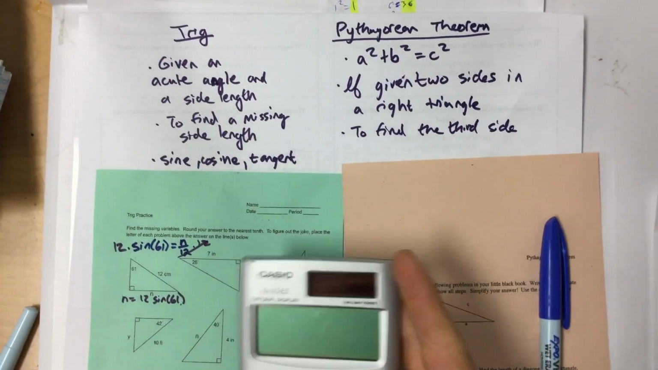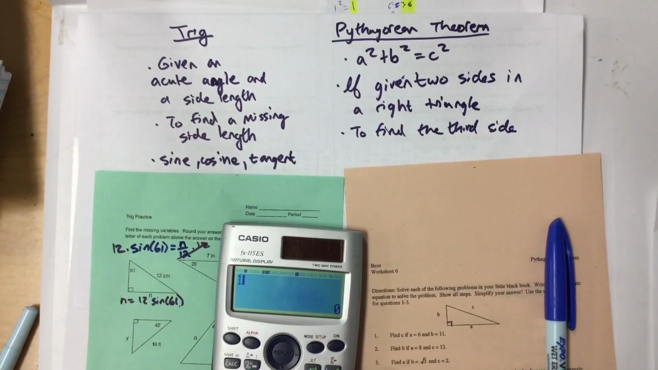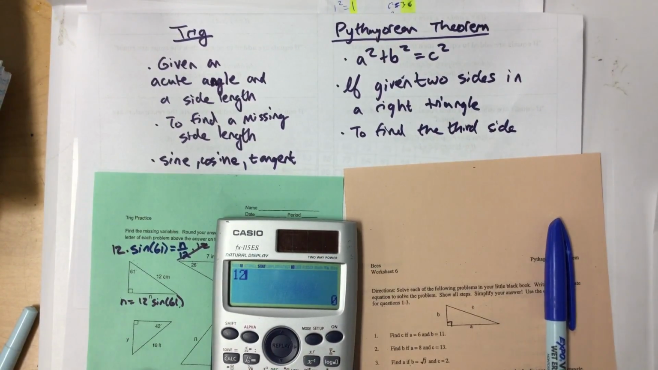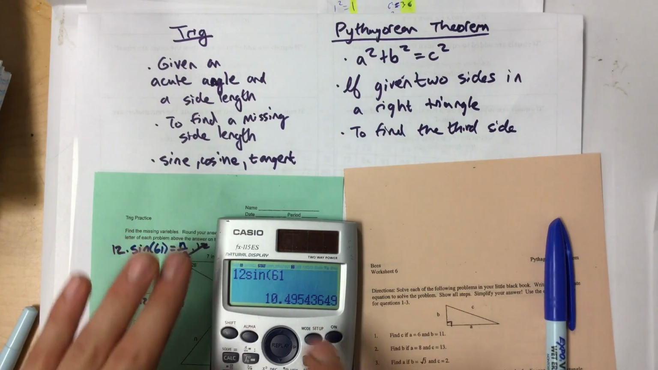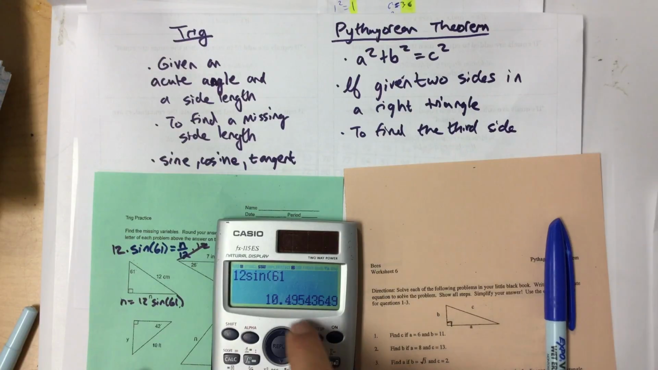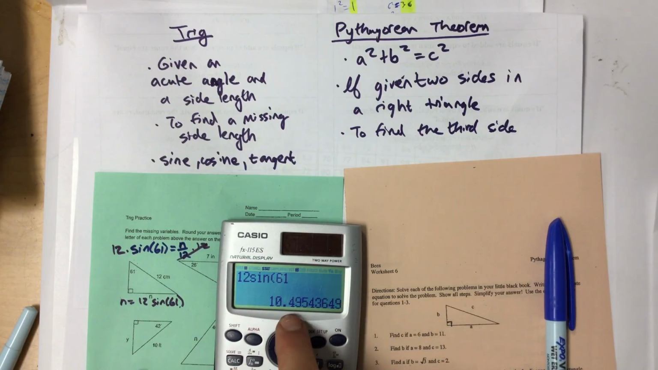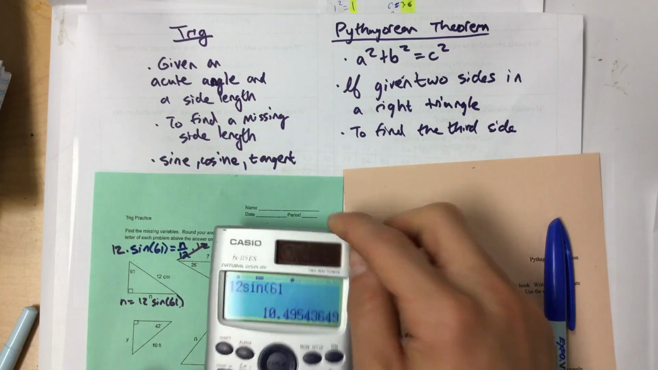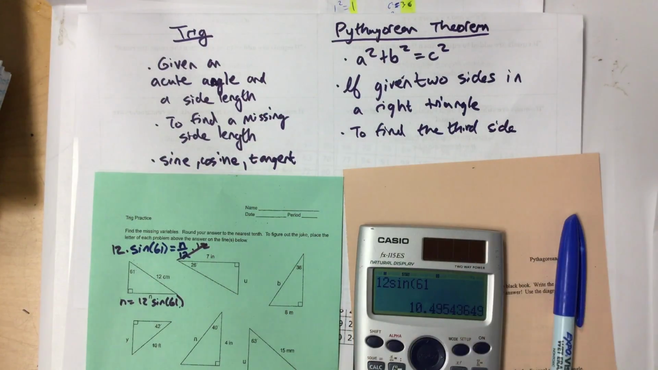Well, here's the calculator. So 12 and then sine 61 will give us about 10.495. If we're going to round this, notice the 5 is going to make the 9 round up, which will make it a 10, which will make this a 10.5. So even if you round to the tenth or the hundredth place, it's still going to be 10.5 or 10.50.